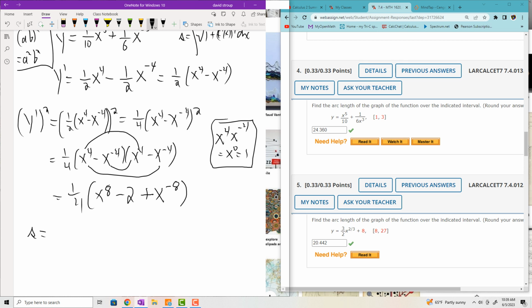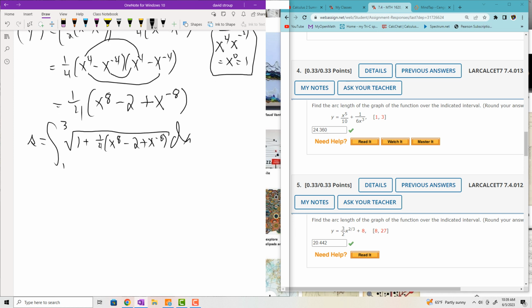So the integral for the arc length from 1 to 3 is going to be the square root of 1 plus 1/4 times x to the 8th minus 2 plus x to the negative 8th dx. And then we want to clean up this integrand. Our ultimate goal usually is just to get rid of that square root, because the square root function as it sits is not going to be integrable. So what I'm going to do is factor out the 1/4 from, believe it or not, this term and this term.